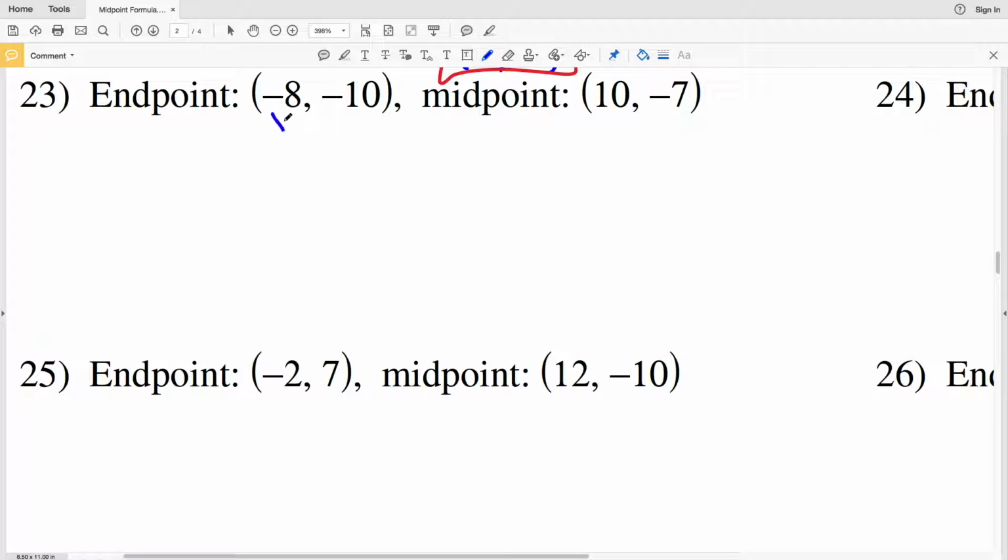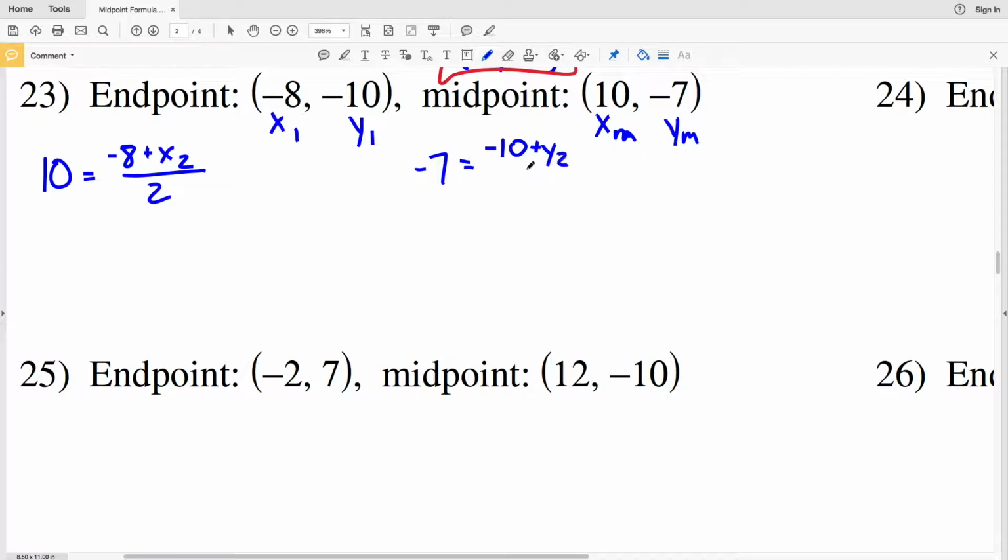And number 23, x sub 1, y sub 1 is negative 8, negative 10. X sub m, because this is our midpoint, is 10, and y sub m is negative 7. So I'll have 10, my x value for my midpoint, equivalent to the sum of the endpoint's x values. So that'll be negative 8 plus x sub 2 over 2. And then for y sub m, I'll have negative 7, and that's going to be equal to the sum of my y values over 2. So negative 10 plus y sub 2 over 2.